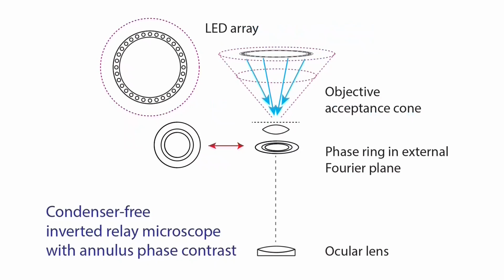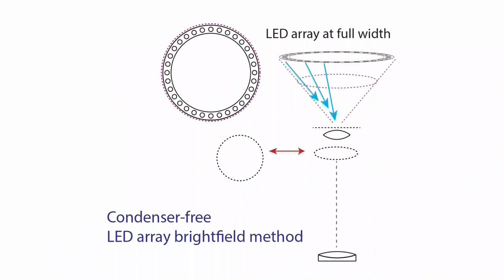Next, we can see a condenser-free microscope using a circular array of LED sources that are aligned to an annulus phase ring to give a type of phase contrast. Other modes, such as bright field and dark field, are also possible. Here we show a simple bright field system using a full-width annulus LED array.